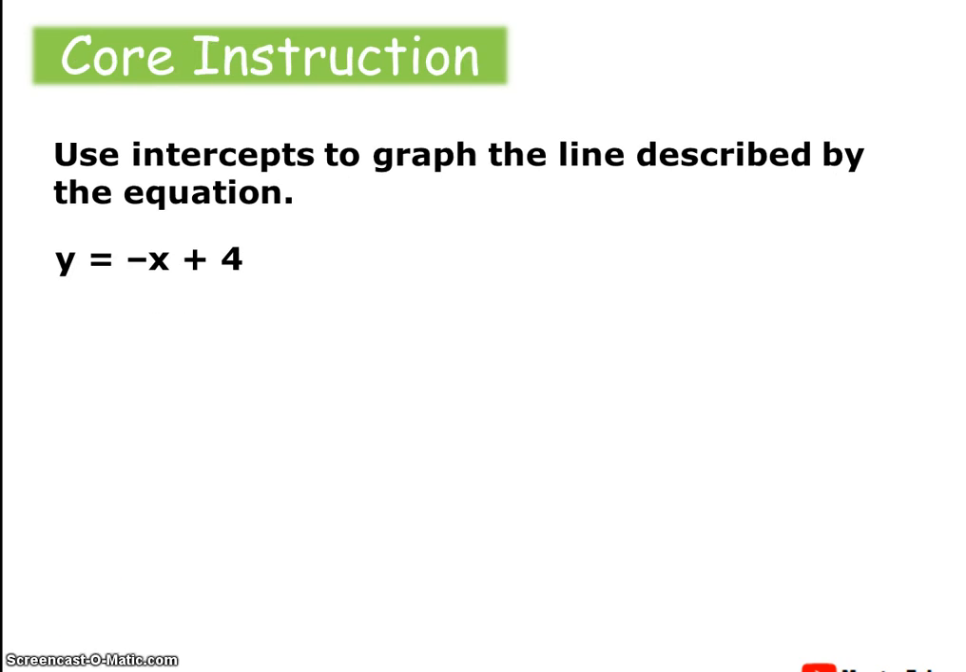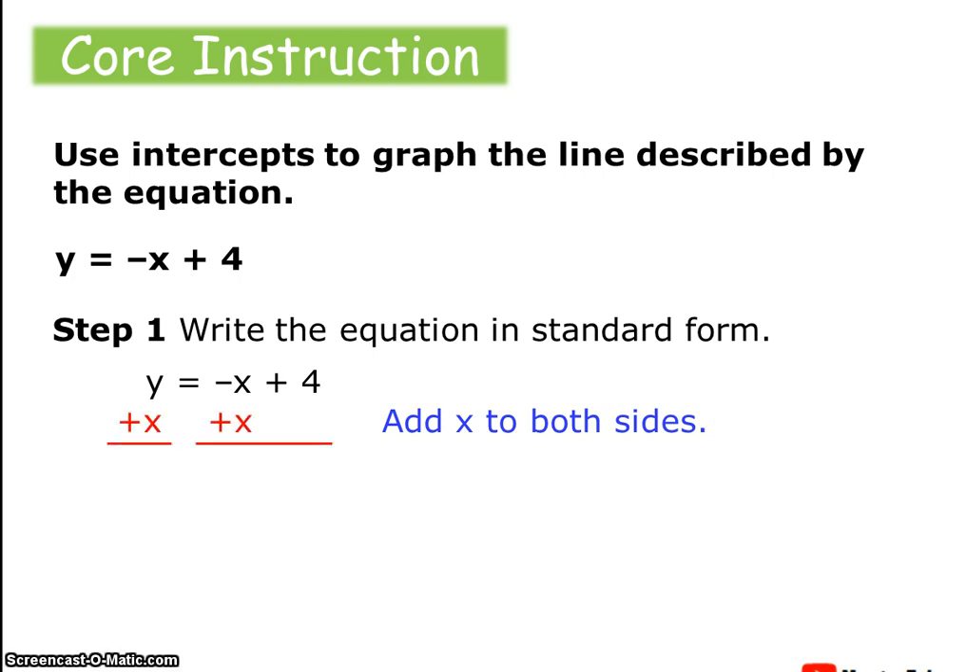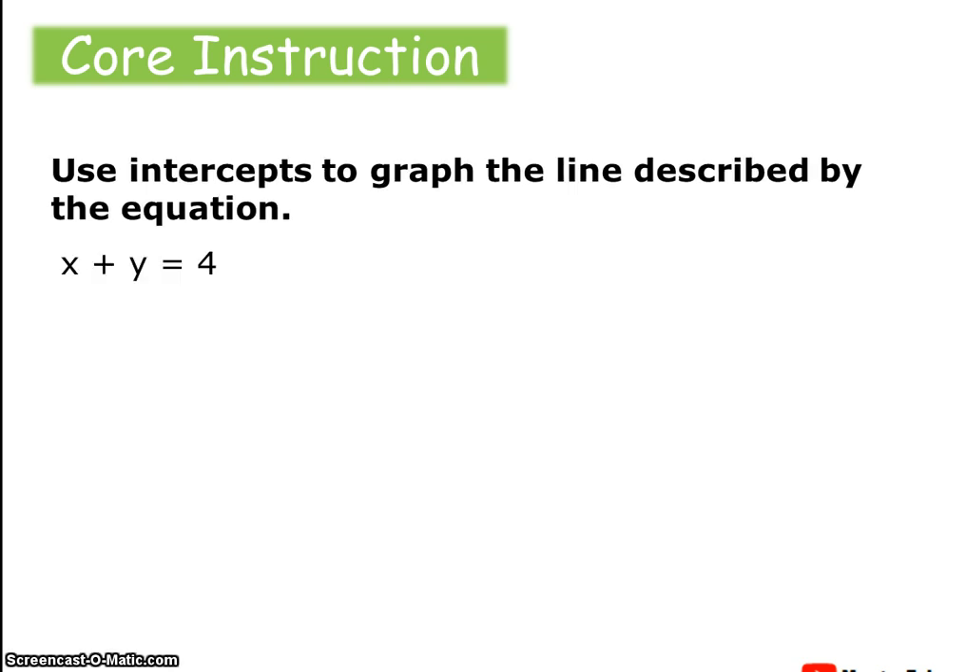Let's try one more. Use intercepts to graph the line described. This one is in y equals form already. So what I'm going to do first is rewrite this in standard form, so when it's x plus y form, and that's going to make it a little easier when we're finding our intercepts. So in this case I'm going to add x to both sides to get x plus y equals 4. So now when I plug in 0 for x and 0 for y, the computation is a little more efficient.